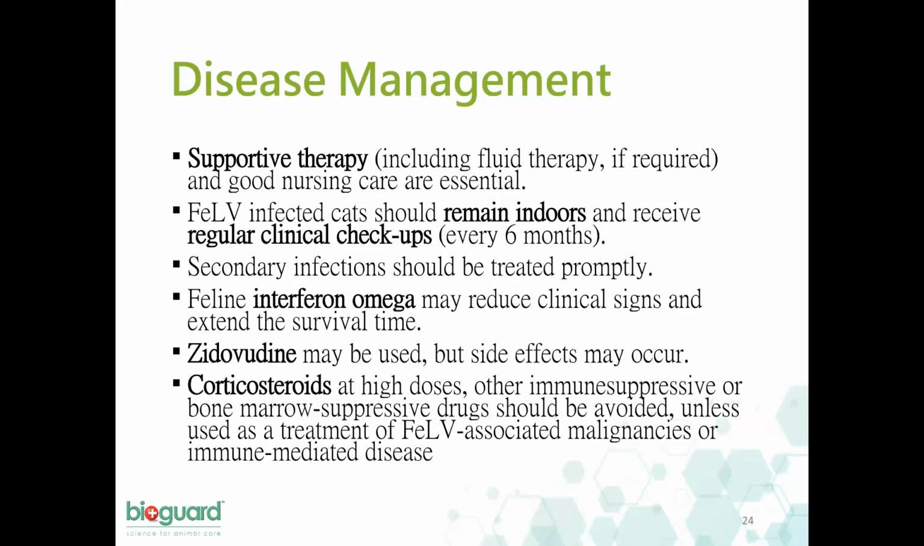FeLV vaccination is not a core vaccine. However, all healthy cats with a potential risk of exposure should be vaccinated against FeLV. Kittens should be vaccinated at 8 to 9 weeks of age with a second vaccination at 12 weeks, followed by a revaccination 1 year later. For older cats, FeLV boosters can be given every 2 to 3 years after the age of 3 years.